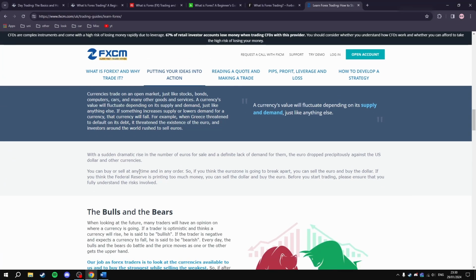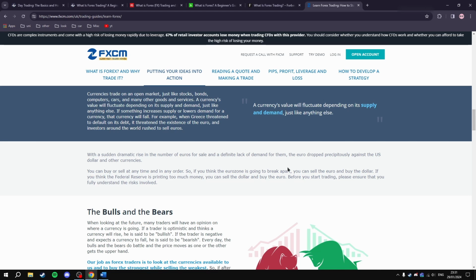With a sudden dramatic rise in the number of euros for sale and a definite lack of demand for them, the euro dropped precipitously against the US dollar and other currencies. So because there's a high supply but a low demand, the euro dropped in price.